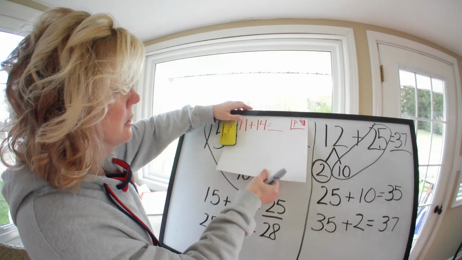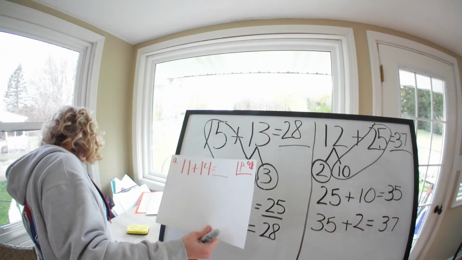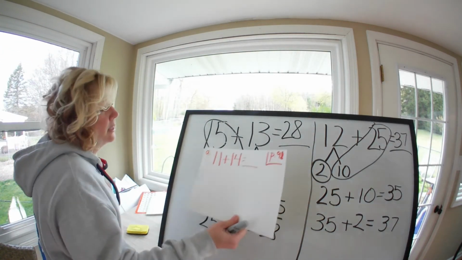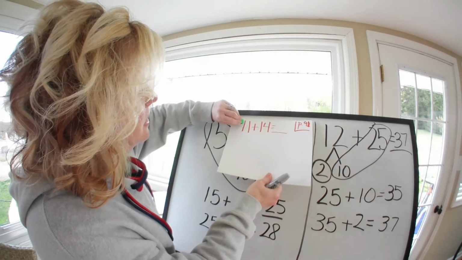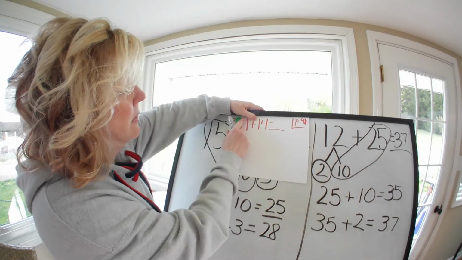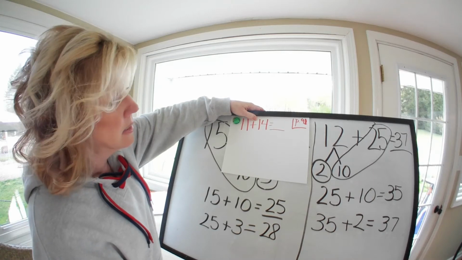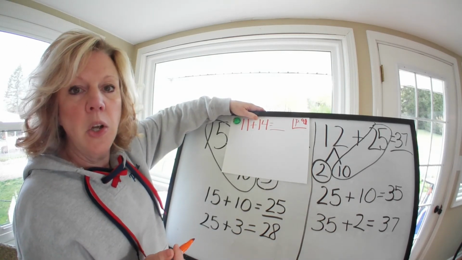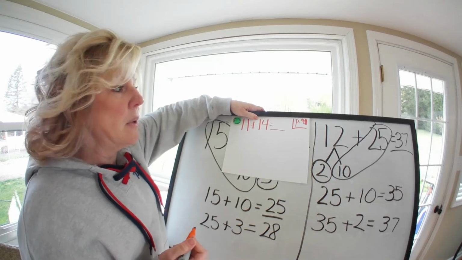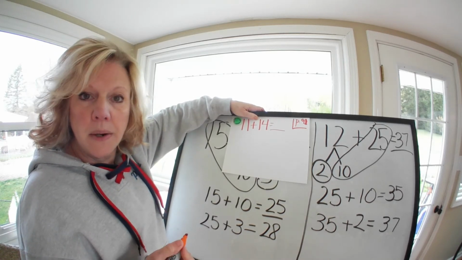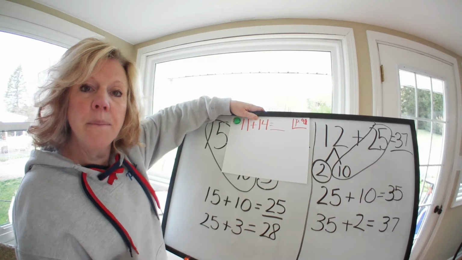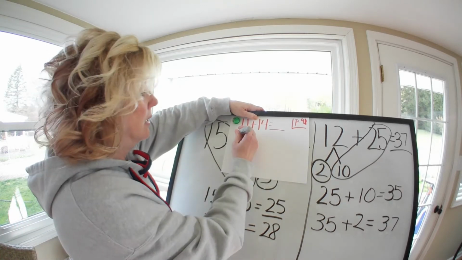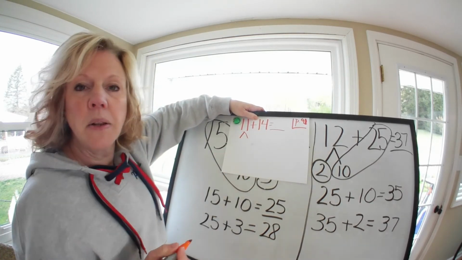I'm going to use this to hold my, actually, no, let me get a little magnet here to hold up our papers, okay? So, we have 11 plus 14. That's your first problem on page 91. So, again, we're going to break down the smaller number. Which one's smaller, 11 or 14? So we have 11's our smaller number.